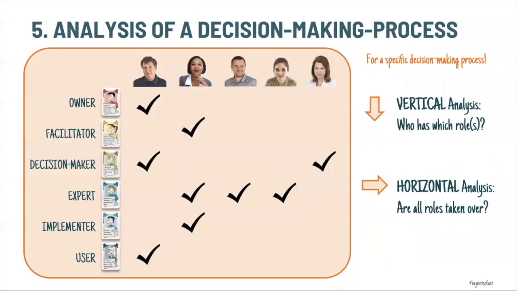Analysis of a decision-making process. Of course, you can use it to visualize and analyze a specific decision-making process. Look at all the stakeholders and their roles. Which distribution of roles does make sense? You can look in both directions. You can do this at various stages of your process, for planning, as well as in the middle of a process as a little retrospective to make it better.